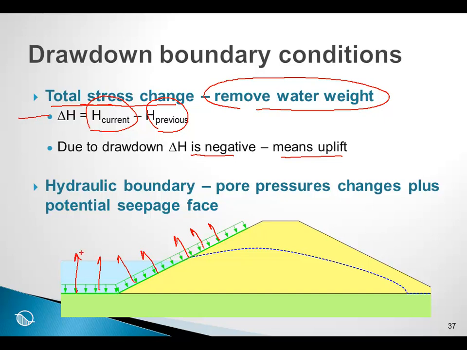Now, these forces are being computed automatically by knowing that there is a delta H in the water level, and this delta value is negative. As a result, we get uplift forces on the embankment. Now, in real life, there are no uplift forces, but numerically, to simulate unloading, we have to apply forces on the finite elements to simulate the effect of a load removal.